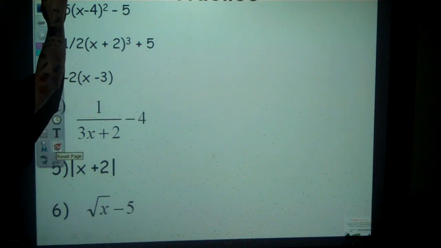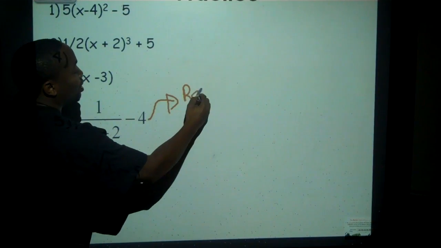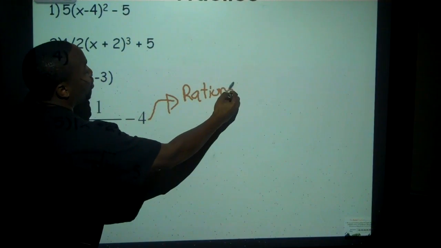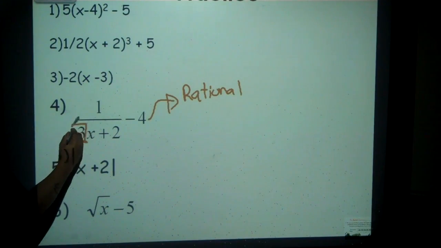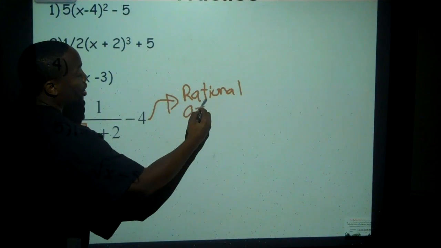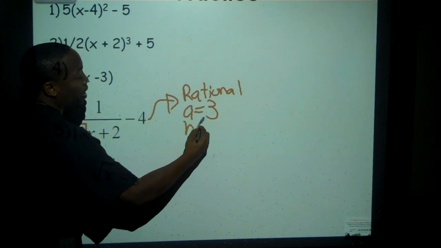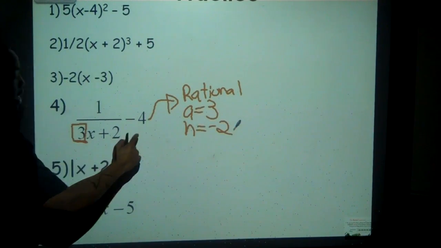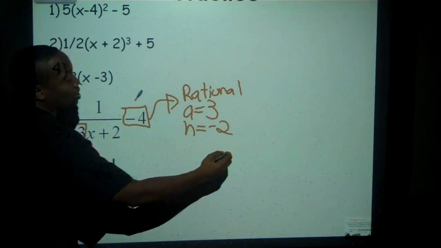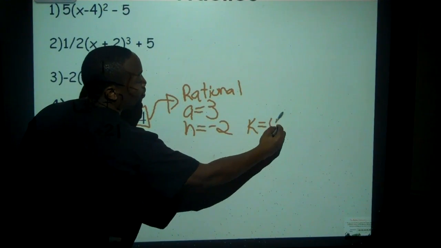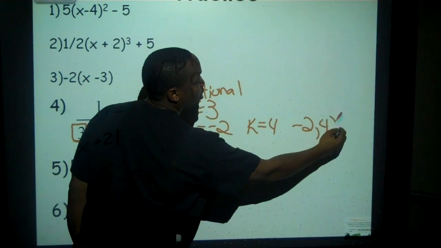Now our next one, our rational graph. This is going to be our rational graph. Now what else do we know about the rational graph? The rational graph is going to have our A's right here. So our A is going to be equal to 3. Our H, this is +2, so our H is going to be a -2. And I have a K here, so this right here is going to be my K. So the K is going to stay the same. So our vertex in this situation is going to be -2, 4.